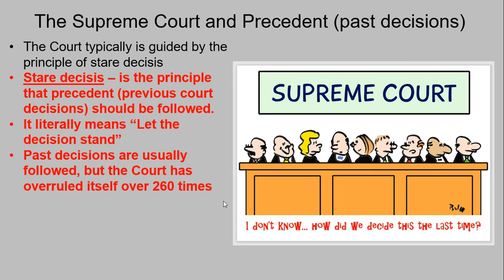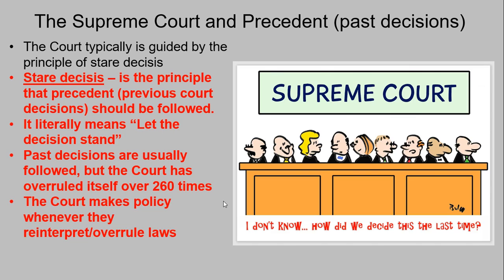Newer Supreme Courts have overridden older Supreme Court decisions over 260 times in US history. Very recently, it was precedent, and precedent means past decisions, for 50 years that abortion was a constitutionally protected right in America, but that was just changed this year. So this new Supreme Court undid an older Supreme Court decision from the 1970s.